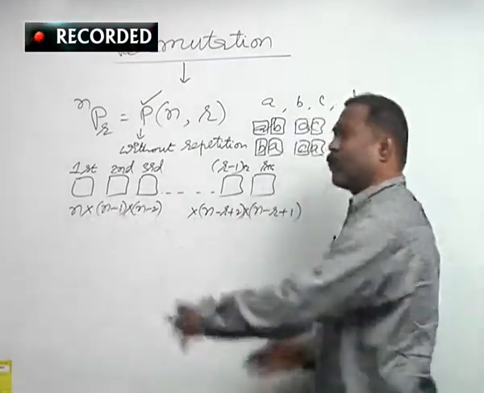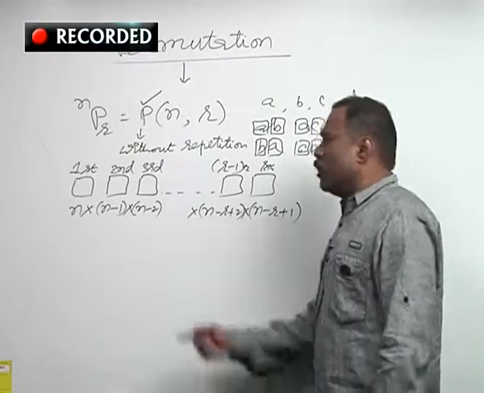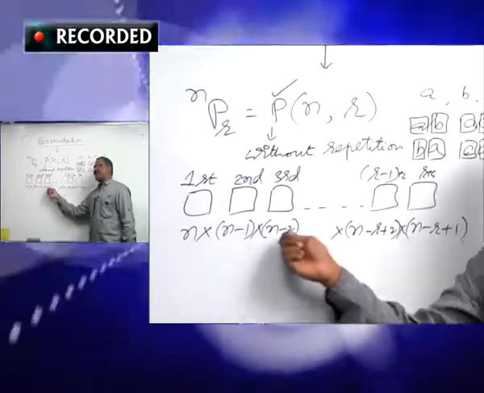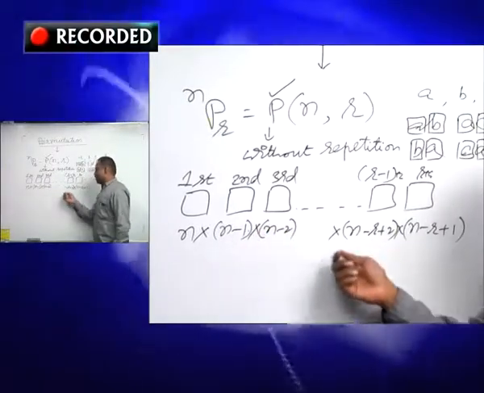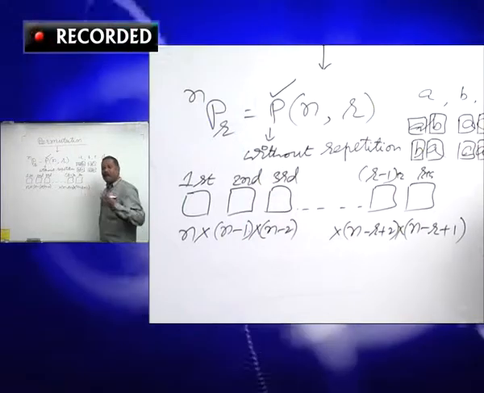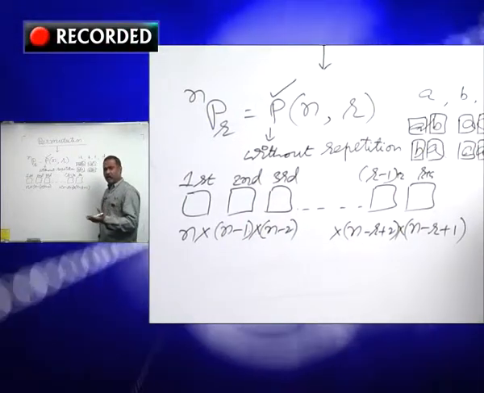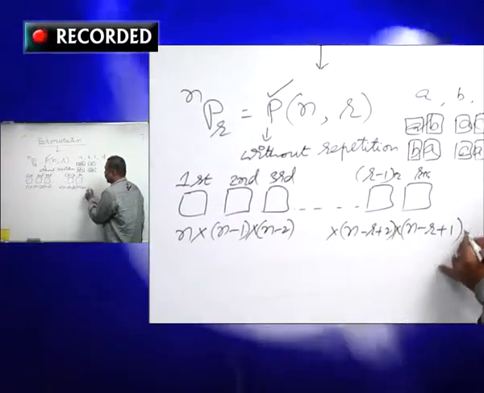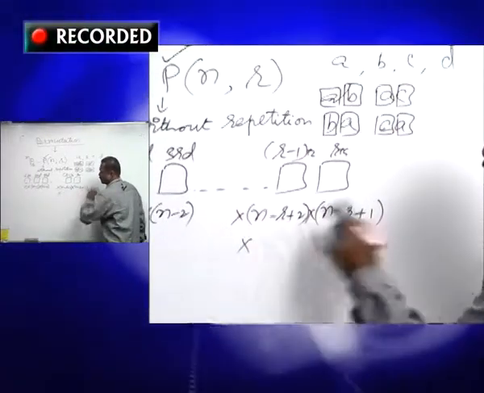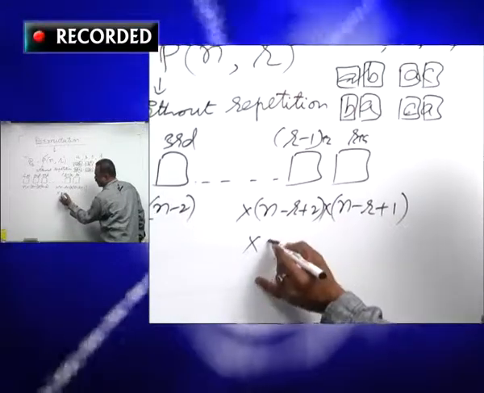Now, for the sake of convenience, you can observe that each term is reduced by 1. That is, these are in descending order. So we want to make it a factorial. You know the meaning of factorial. So we will multiply this total product with the next term.